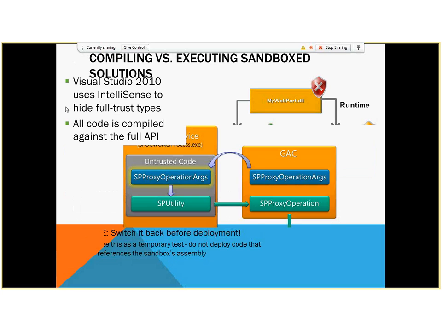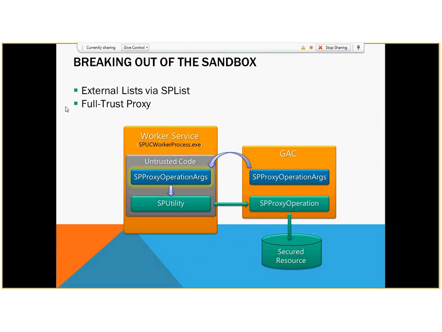So this diagram pictorially represents an architecture of how the full trust proxy operations work. As we said earlier, full trust proxies are components which help us reach external objects, or objects which cannot typically be called from a Sandbox solution. There are a few steps we need to consider while creating a full trust proxy.